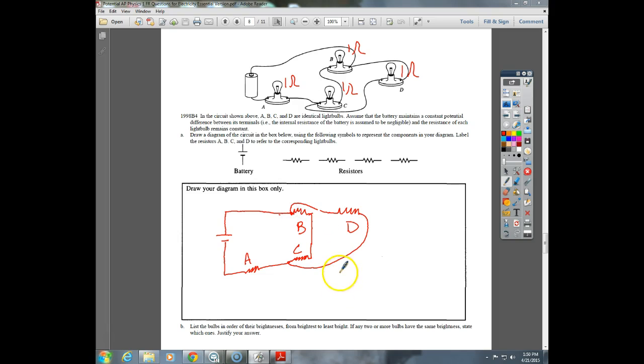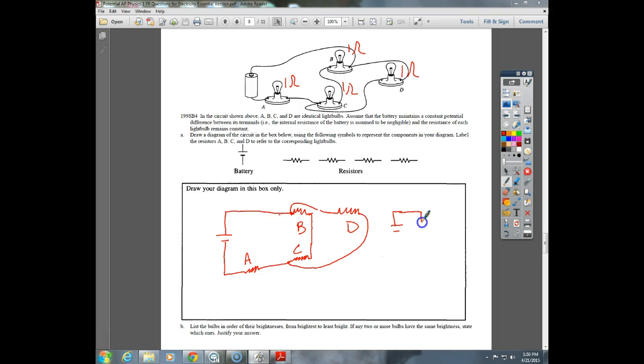Okay. Now that we've done that, what do you notice about B and C? Well, you should see that B and C are in series. D is in parallel with these, and A is by itself, so it's also in series. I'm going to redraw my diagram just to make it a little bit easier to see what's going on. So we've got a wire going over.